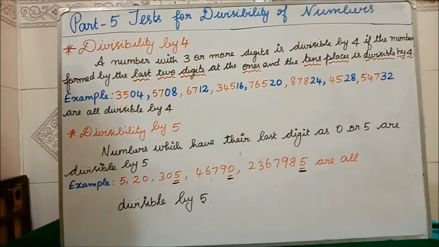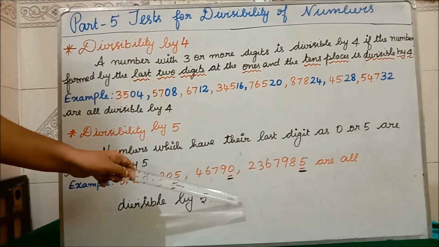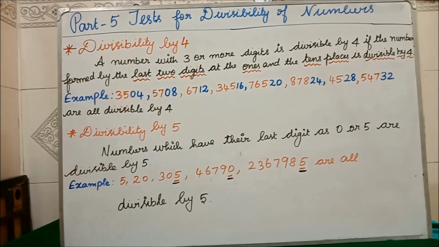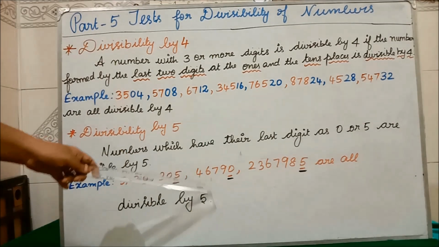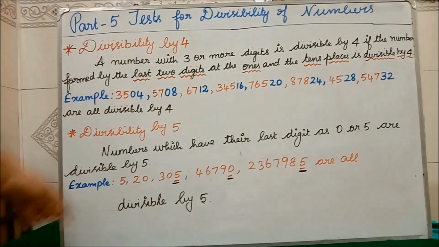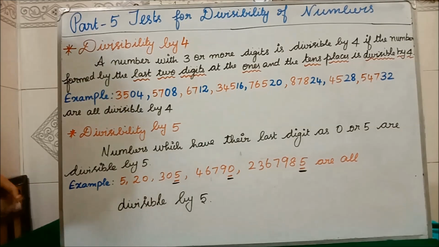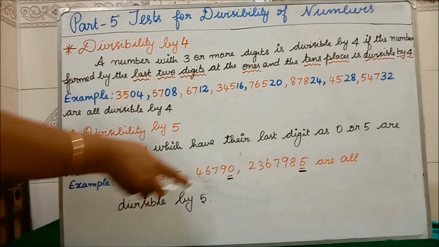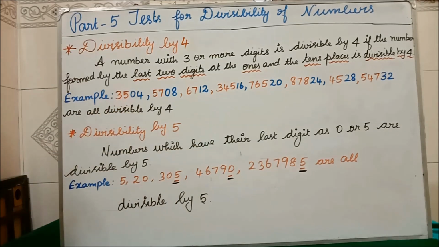If you see 46,790, we have 0 at the last place, the unit place. So this number is divisible by 5. Then if you see 23 lakhs 67,985, the last digit is what? 5. So again it is divisible by 5. Clear all of you?